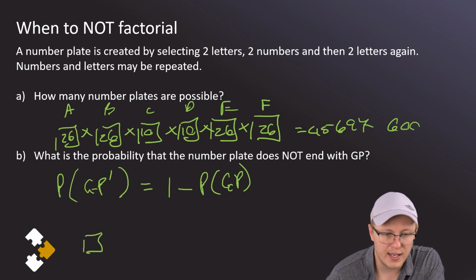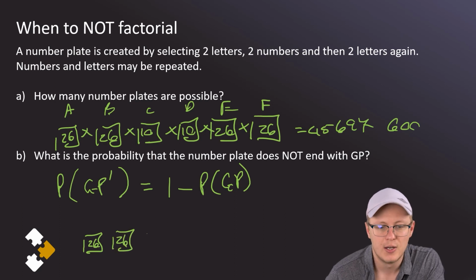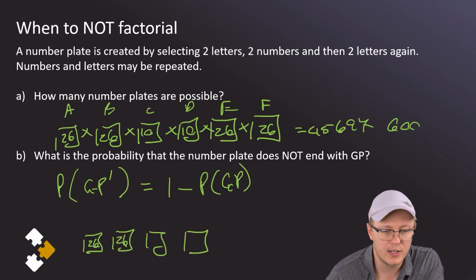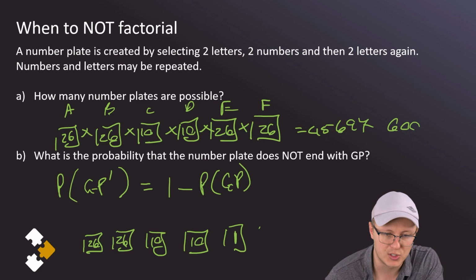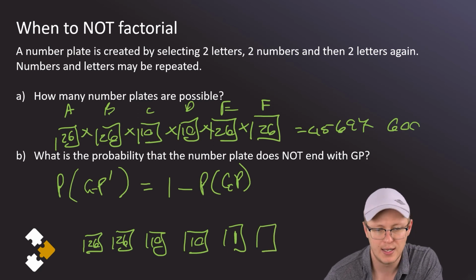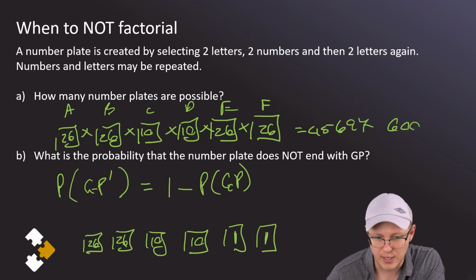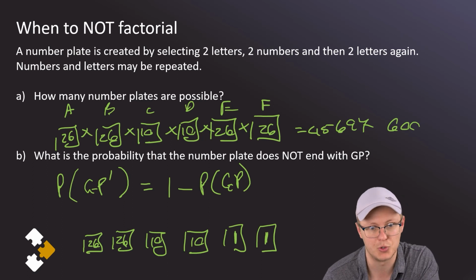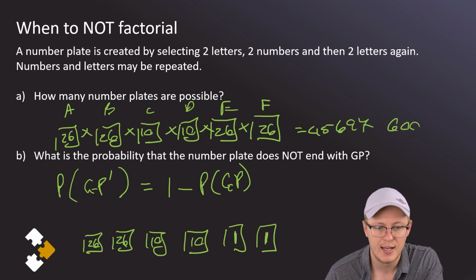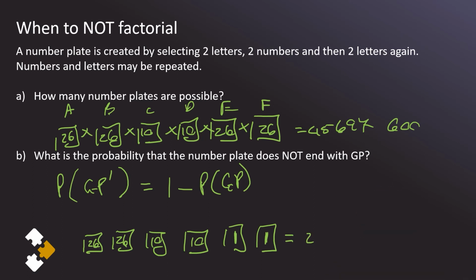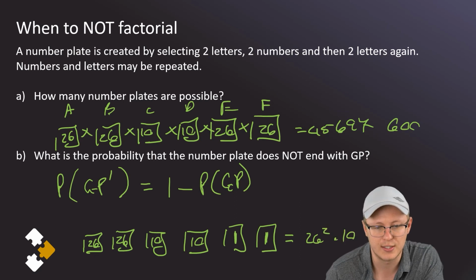So how many ways can something end in GP? Well, the A and the B is fine. We can still use 26, 26, right? We can still use whatever numbers we want. But now the last 2 spots are taken. We know it has to be a G, and we know that after that we've got to have a P. So there's only one way in which we can choose those last 2 things. And so the total number of ways this can happen is 26 squared times 10 squared.